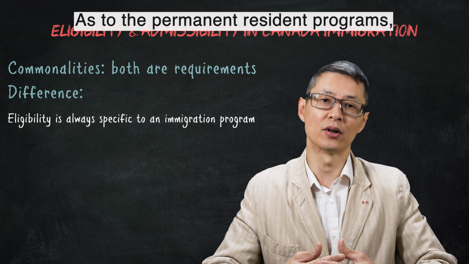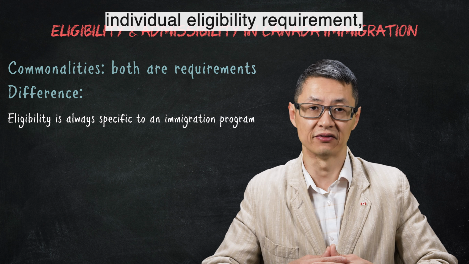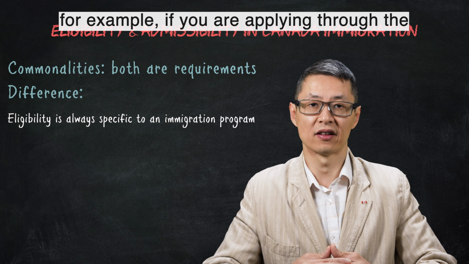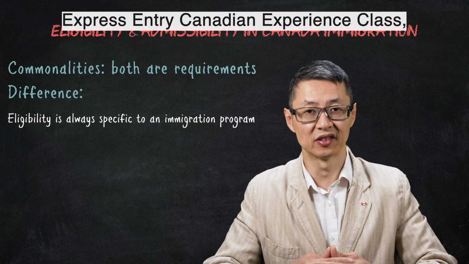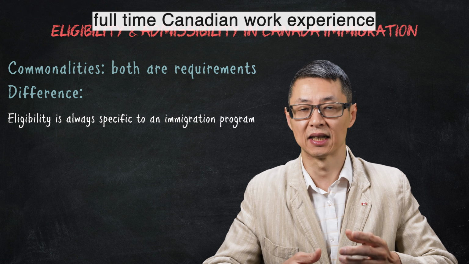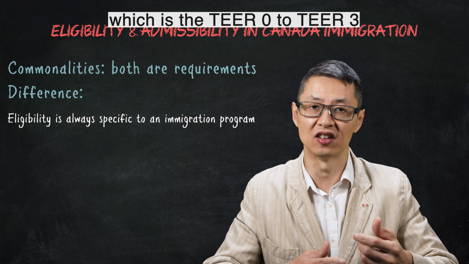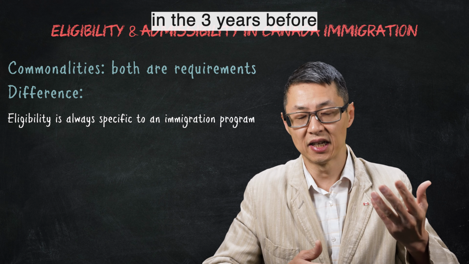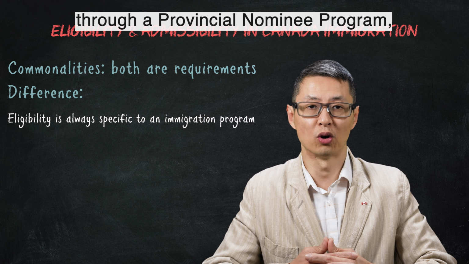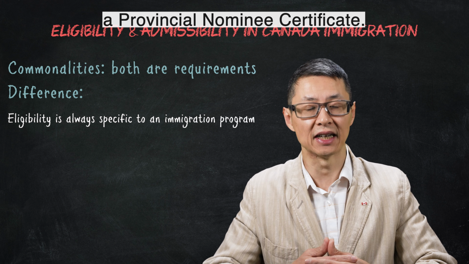As to the permanent resident programs, there are too many of them, and each of them has its individual eligibility requirements. For example, if you are applying through the Express Entry Canadian Experience Class, you are going to need at least 1 year of full-time Canadian work experience in a high-skill occupation, which is TEER 0 to TEER 3, in the 3 years before the application is made. If you are applying through a Provincial Nominee program, obviously you are going to need a provincial nomination certificate.